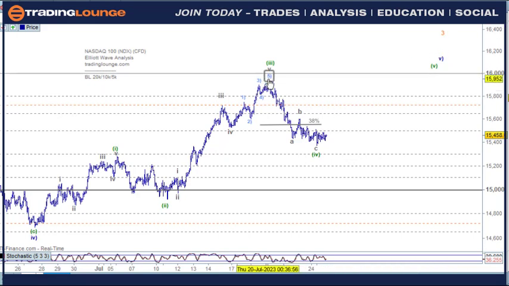We should make a new high above here. How high does it go? We shall see, but we are looking for a 5 wave move here, and then a larger correction that could maybe possibly come back to this wave 4, maybe not, maybe it just comes back into this wave 4. We'll see. We need to do some work on that.